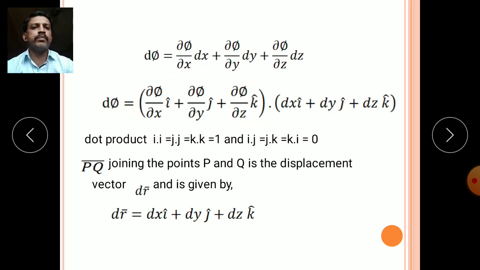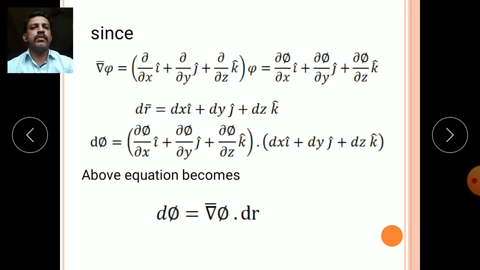PQ joining the points P and Q is the displacement vector dr, given by dr equal to dx i plus dy j plus dz k. Since del phi we can write like this: ∂/∂x i plus ∂/∂y j plus ∂/∂z k acting on phi, we can write like this: ∂phi/∂x i plus ∂phi/∂y j plus ∂phi/∂z k. Therefore dr equal to dx i plus dy j plus dz k.